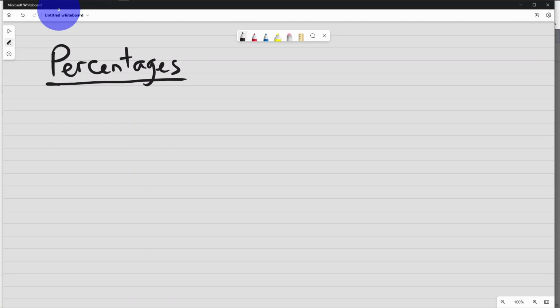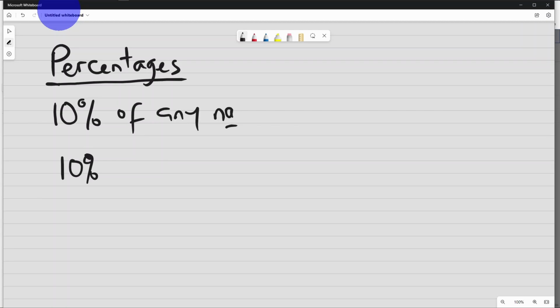First, before we start, we are going to look at a basic skill for calculating percentages. First, we look at finding 10% of any number. Finding 10% of any number is very simple. It is the same as dividing the number by 10. For instance, if we should find 10% of 50, that is the same as 50 divided by 10, which is 5.